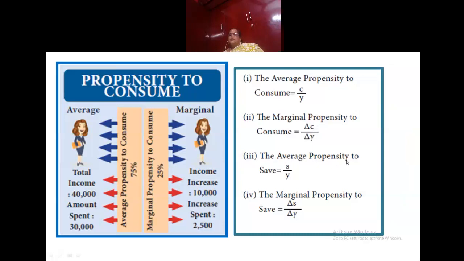The average propensity to save, APS, is equal to S by Y, saving divided by income. The marginal propensity to save, MPS, is equal to triangle S divided by triangle Y. That is changes in the savings divided by changes in the income.